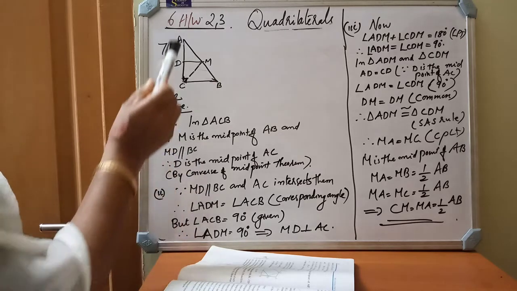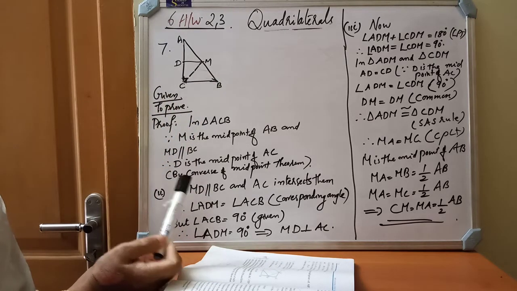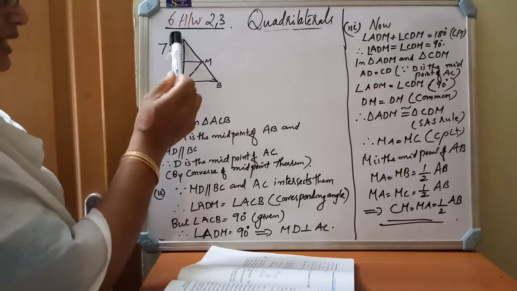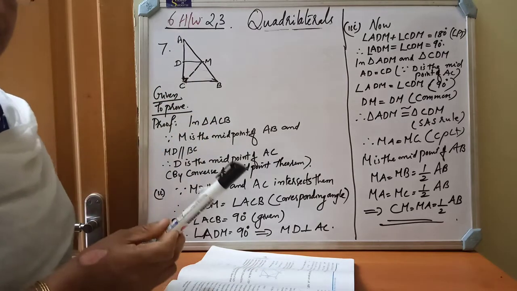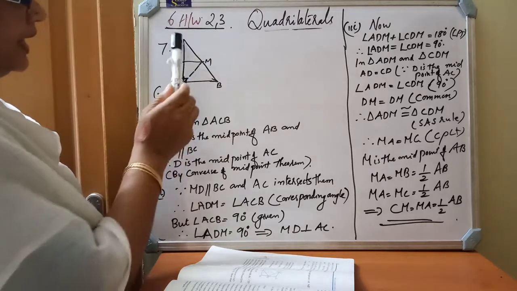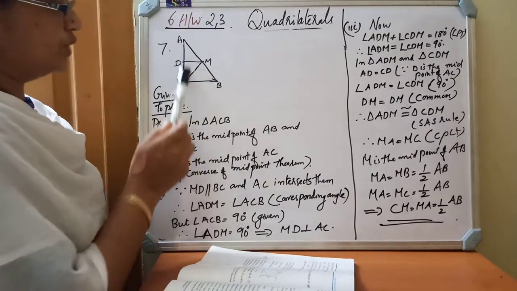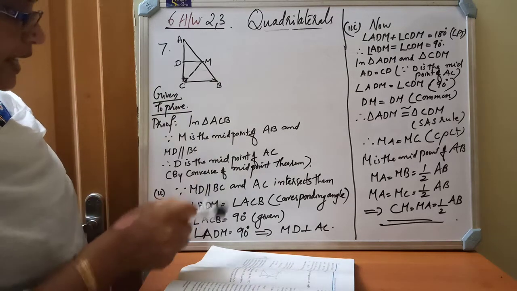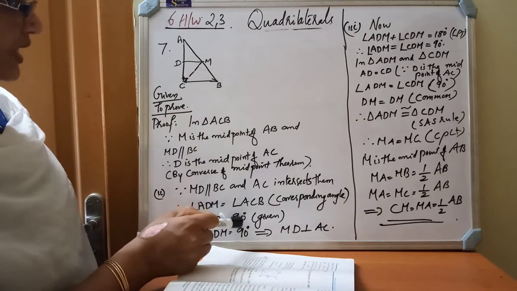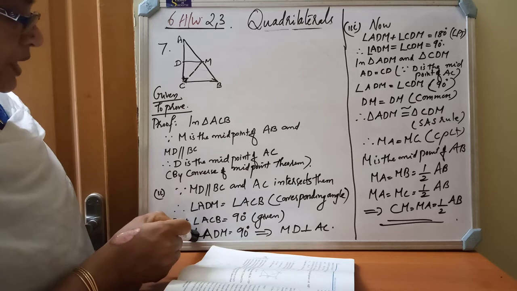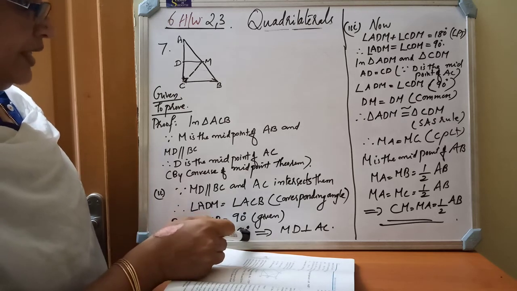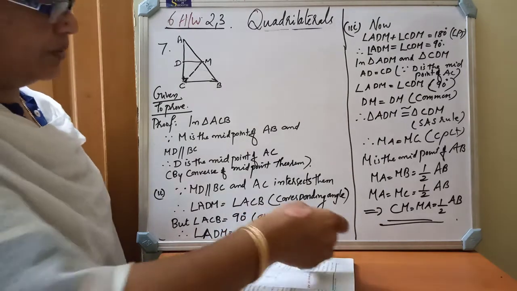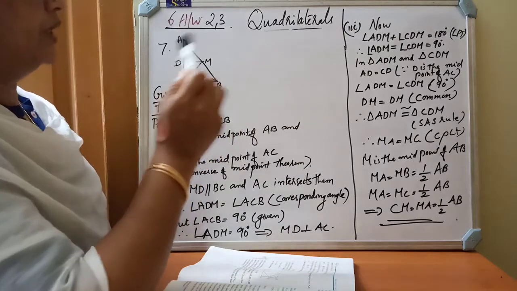Angle ADM is equal to angle ACB. Why? Because these two lines are parallel and this is a transversal, therefore corresponding angles are equal. So angle ADM and angle ACB are corresponding angles, so these two angles are equal. Then angle ACB is equal to 90 degrees, which is given in the question. So angle ADM is equal to 90 degrees, which means MD is perpendicular to AC.